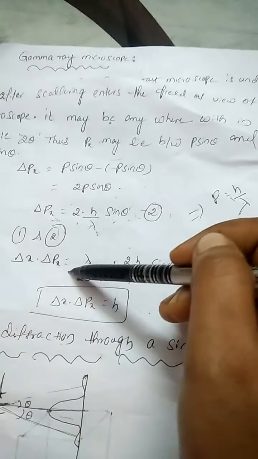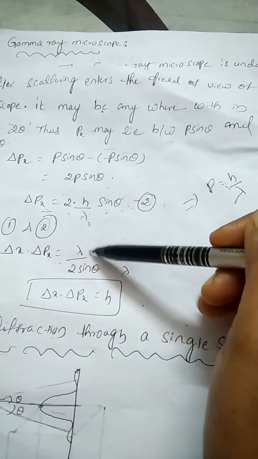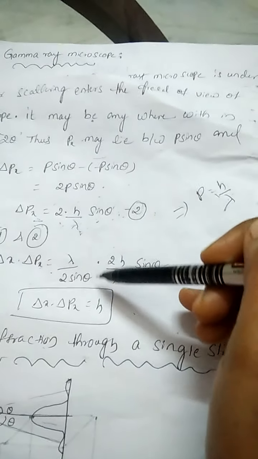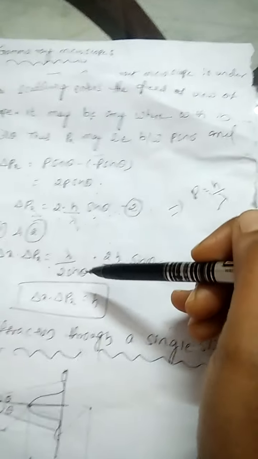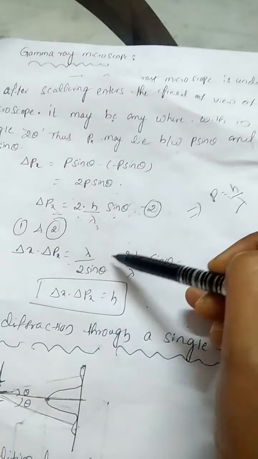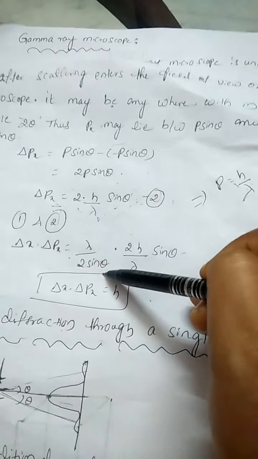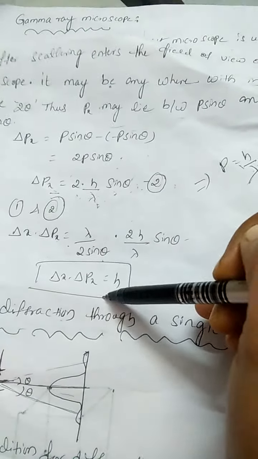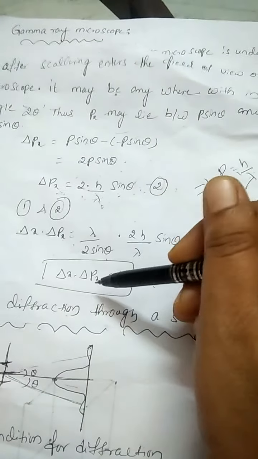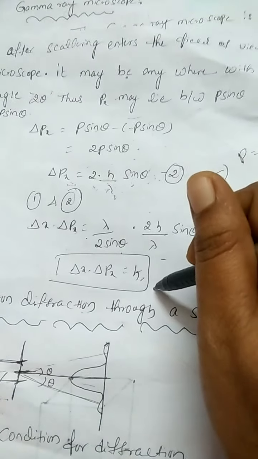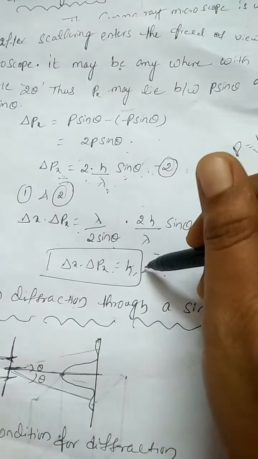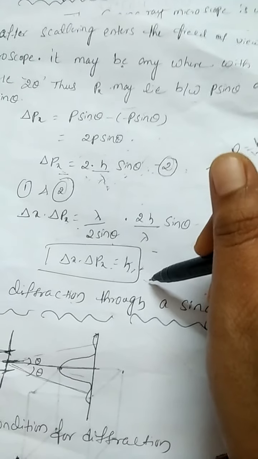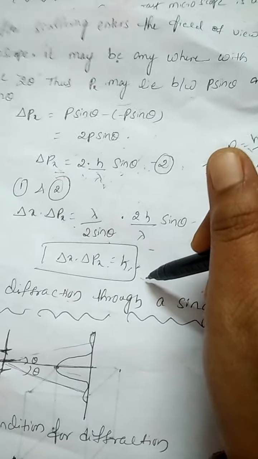So delta x into delta p is equal to 2 h by lambda sin theta, and in place of delta x we substitute its value, lambda by 2 sin theta. The sin theta and 2 get cancelled, lambda also gets cancelled, and the remaining value is delta x into delta p equal to h. That means the gamma ray microscope experiment also shows the uncertainty principle, that gamma ray microscopy works under the uncertainty principle.